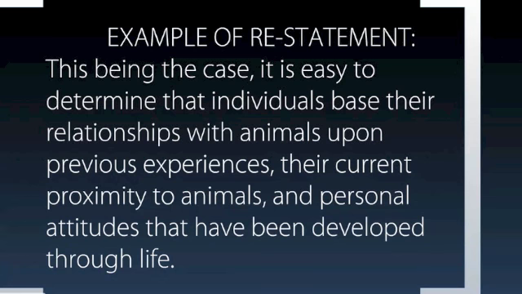So the three main points are still there. They're all in the same order. All that's been changed is the introduction part of the sentence. Since you're into a conclusion paragraph, you could have also said something like, "In conclusion, it is easy to determine that individuals base their relationships with animals," and go on from there. The key is you want to make a clear transition from the end of your third point into your conclusion paragraph. And also by restating your thesis, you're reminding the readers exactly what you said.